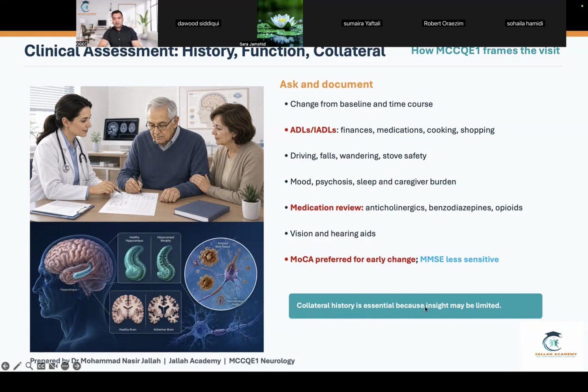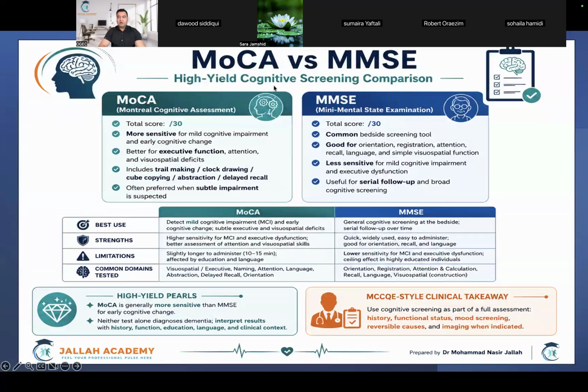Collateral history is essential because insight may be limited. So, we need the most reliable history from the witness, and also in seizure. Also, for delirium, we need collateral history from somebody who is observing or supervising the patient while the patient is having delirium. So that is very important. Whoever is living with the patient can provide you the history, or the nurse who is taking care of the patient provides you the history. It is very important. So MOCA versus mini mental status exam.